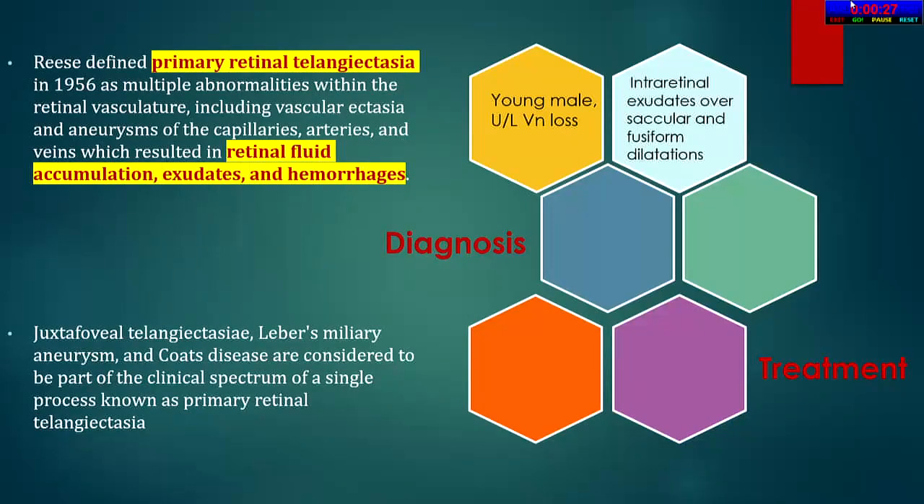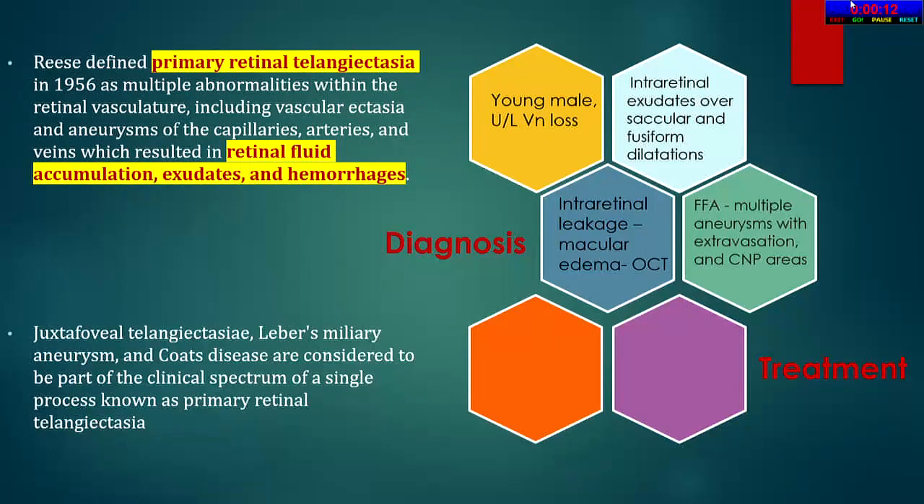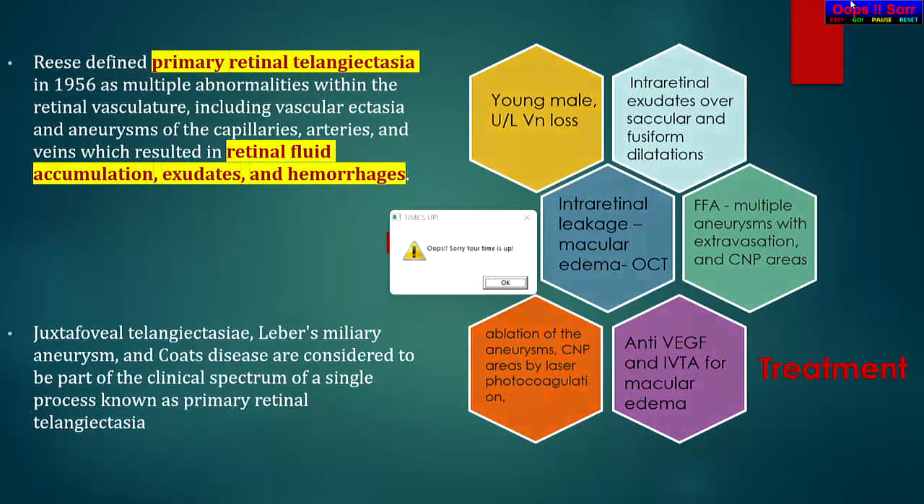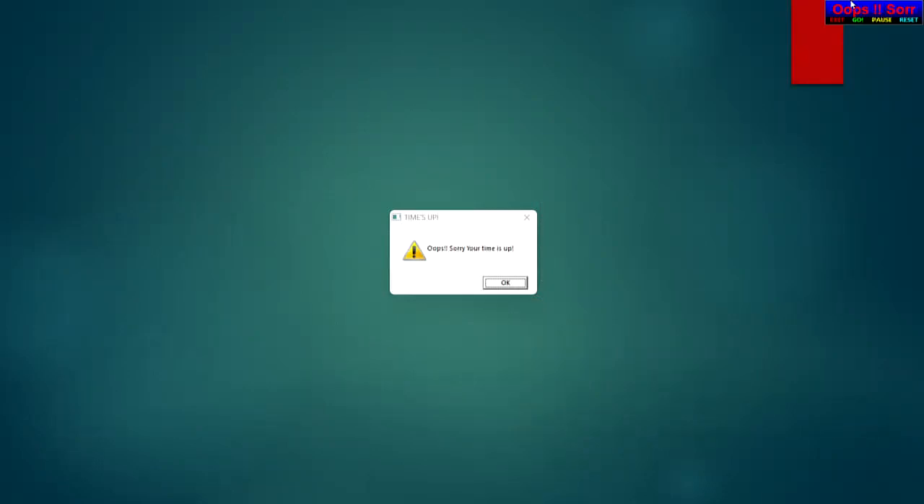So, in similar cases in young males with vision loss with intraretinal exudates and saccular aneurysms, always suspect Leber's rather than Coats disease. In Coats disease, the patient will present with more serious exudative detachments, but this is a milder version of Coats disease, which can be proven on an OCT. And FFA, if done, will show multiple miliary aneurysms with extravasation and capillary non-perfusion areas. You can treat the capillary non-perfusion areas with laser photocoagulation, but the mainstay of treatment would be an intravitreal anti-VEGF or IVTA.